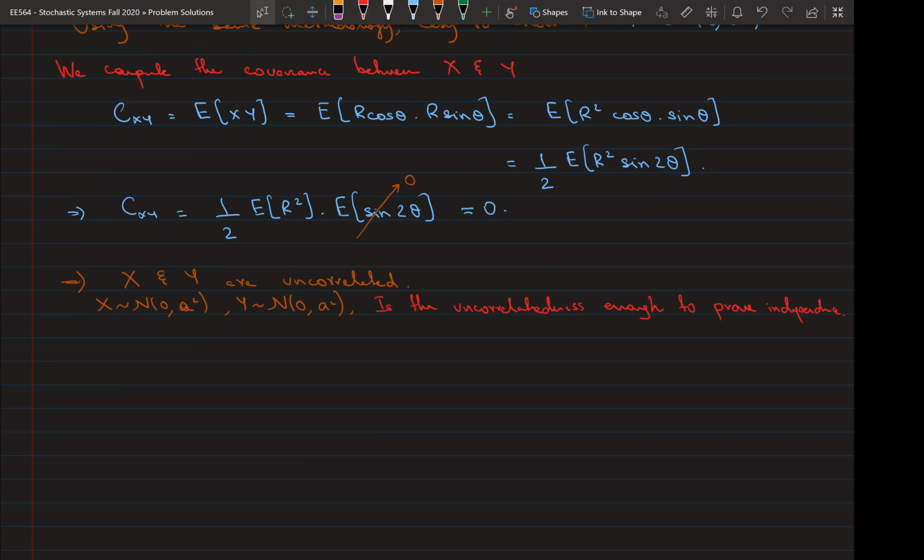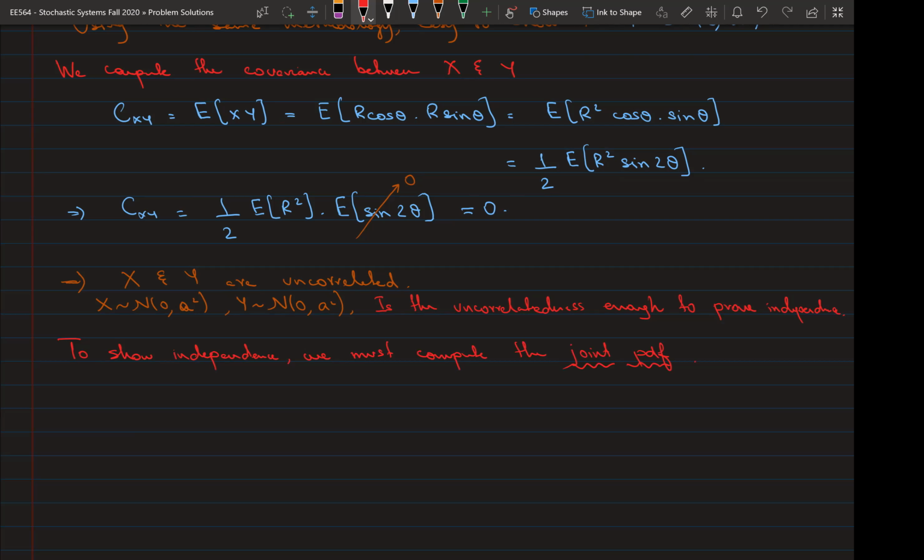So the conclusion is we need to do something else to show independence. We would actually need to compute the joint PDF and show that the joint PDF in fact turns out to be equal to the product of the marginal PDFs. To show independence, we have no choice but to compute the joint PDF. So that's what we're going to try to do next.